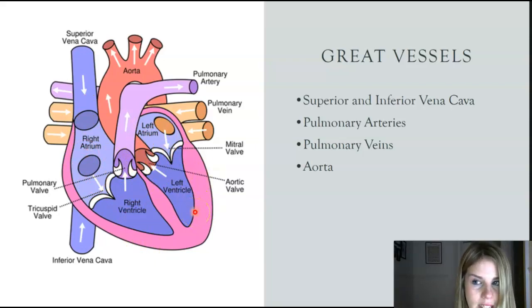In terms of vessels, we're going to be focusing on the pulmonaries. So this is the pulmonary trunk, and then coming off the trunk, you have the left and the right pulmonary arteries. We're going to be focusing on the aorta, so the ascending aorta, the aortic arch, and the descending aorta. So that's going to be the main vessels that we focus on when we're looking at these images today.